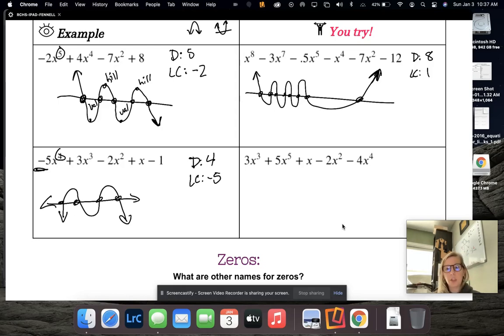Okay, this you tried. Pay attention, make sure it's in descending order. It is not. So this is a degree 5 polynomial. Its leading coefficient is then 5, which is positive. So I know the right arm is going to face up, which means the left arm is going to face down. And I need 4 hills and valleys. 1, 2, 3, 4. Like so, right arm up, positive leading coefficient, potential of 5 real roots on this one, could look something like that.